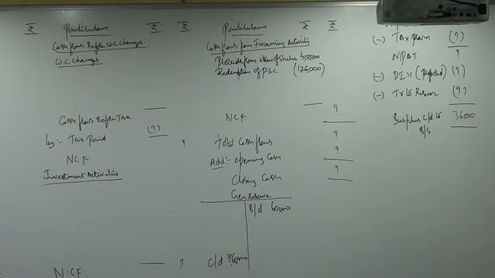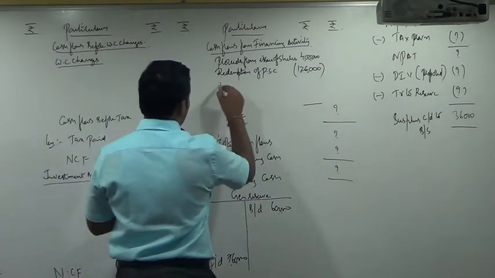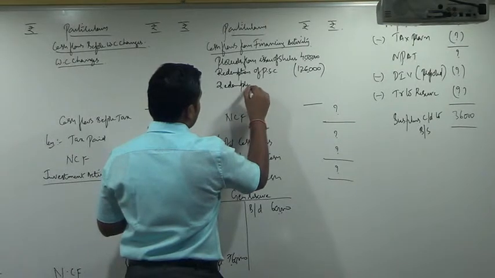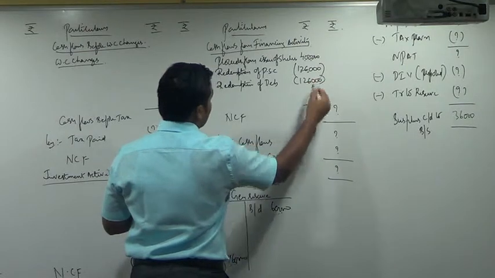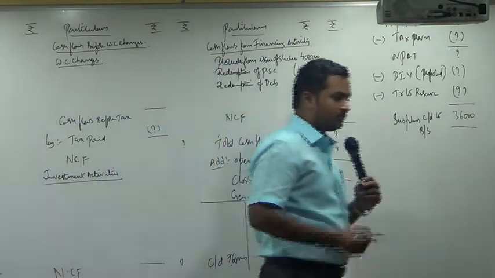9% debentures, 4 lakh and 2 lakh 80,000. So what happened to the debentures? Debentures also have been redeemed. Redemption of debentures. I think point number 5 you read: debentures and preference share capital redeemed at 5% premium. So redemption of debentures, 1,26,000.